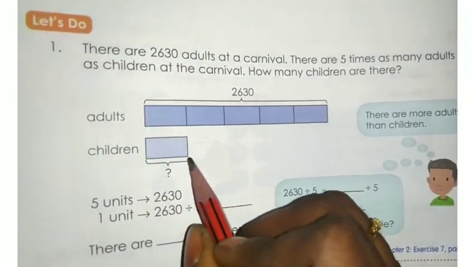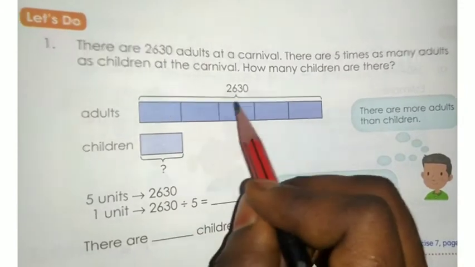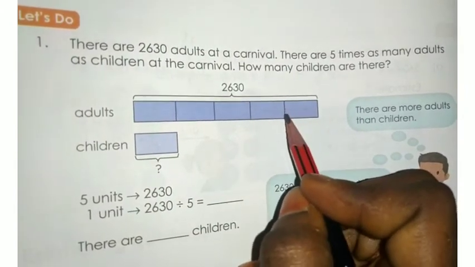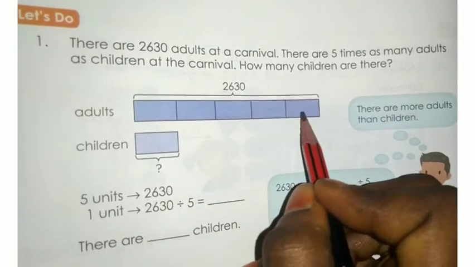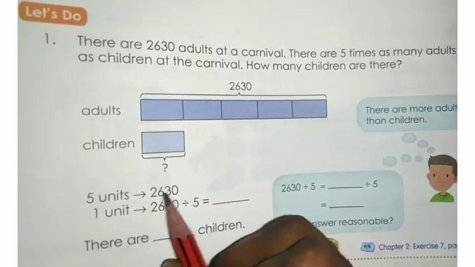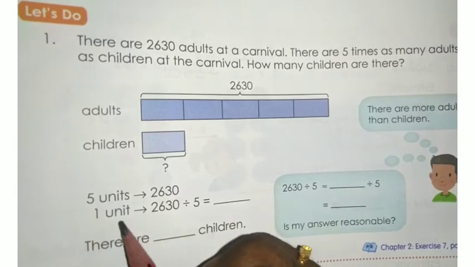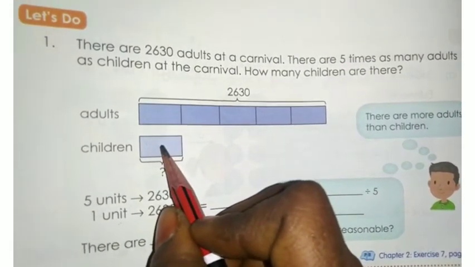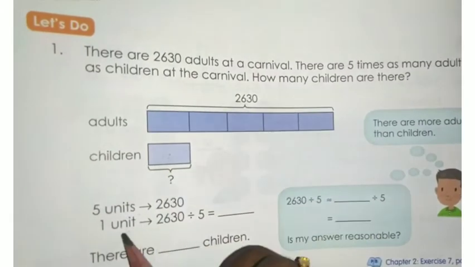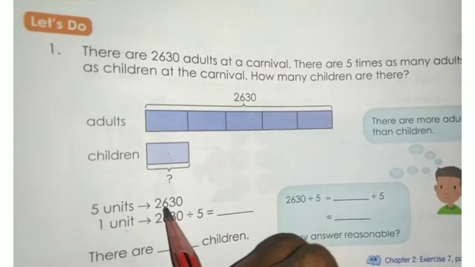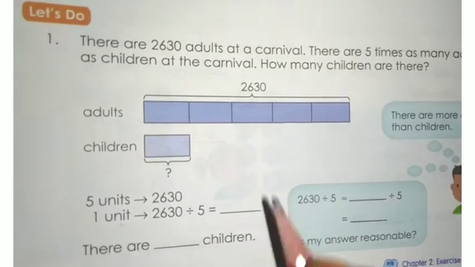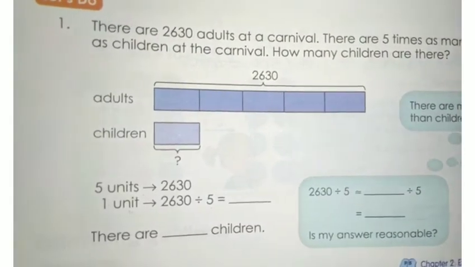Then how can you find for children? If you get overall value as 2630, you have to divide it by 5 because it is divided into 5 parts, right? So divide 2630 by 5 to find 1 unit. 1 as same as 1 part in adult and children. You have to find 1 unit by dividing 2630 by 5. Okay? If you divide this value, what will we get?